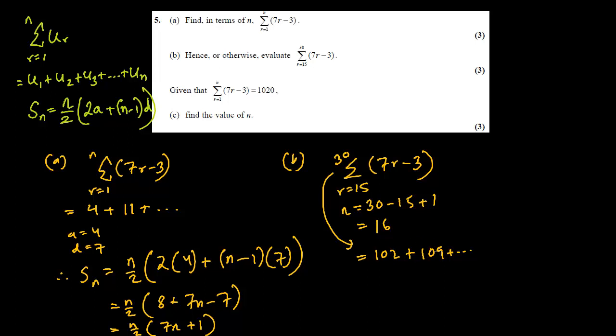If you notice, the common difference is still the same. The common difference is still 7. So a equals 102 and the common difference is 7. So we have to find sum of 16 terms because n equals 16. n is not equal to 30 because it is not starting from 1. So we can write here. Let me write it over here.